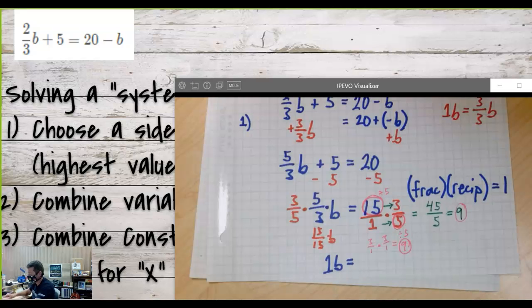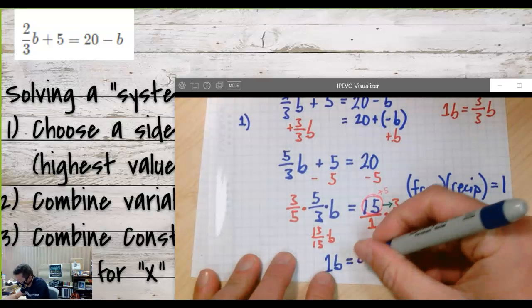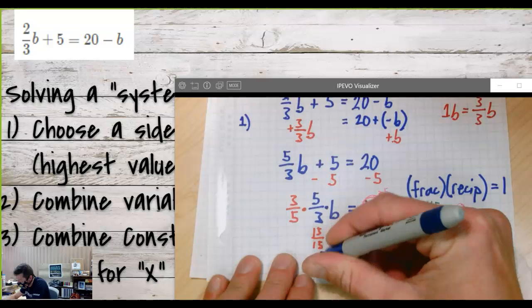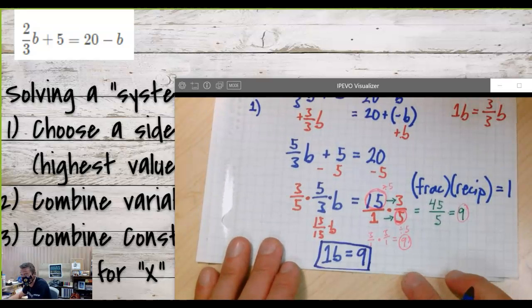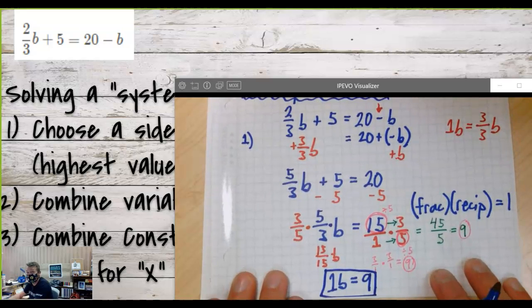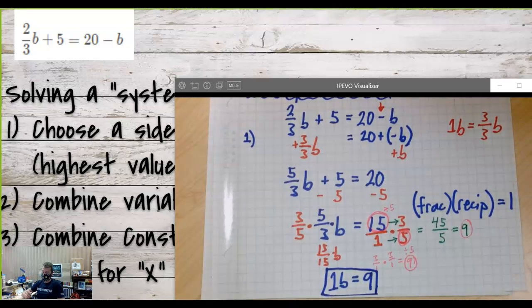So 1b is just 9. Nothing complicated, no fraction value, decimal value, anything like that. 1b is 9. Any questions on this solution?